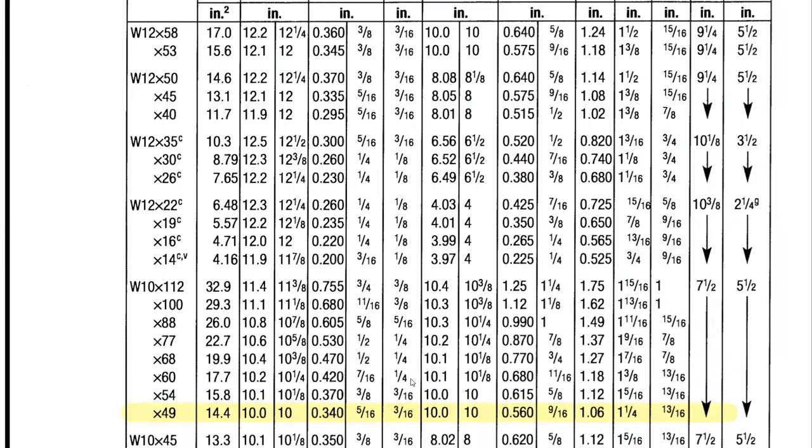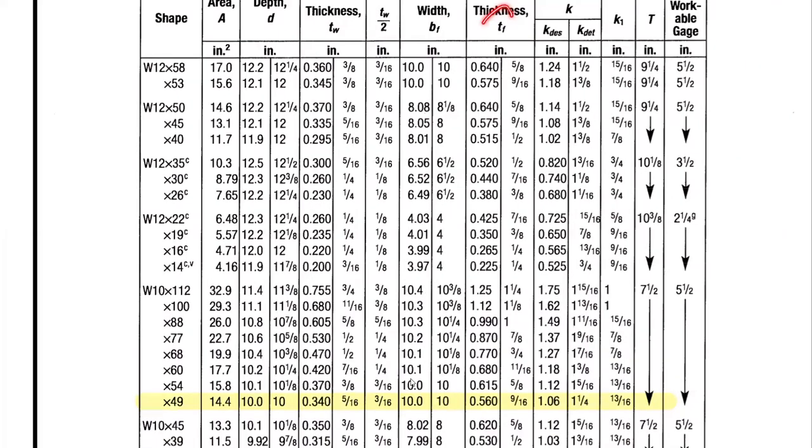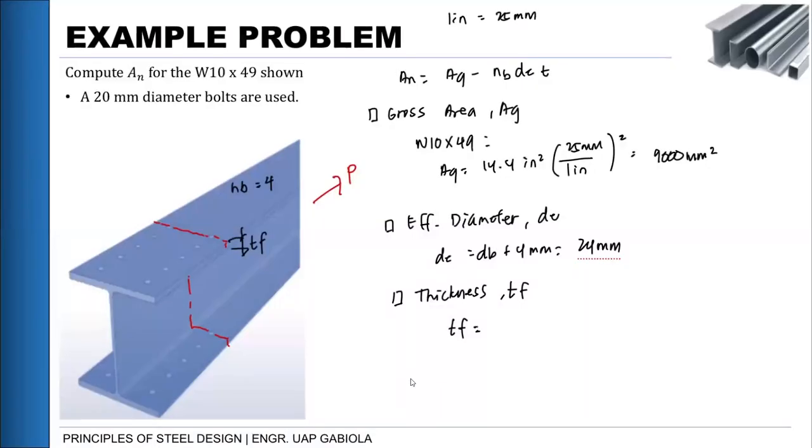So, ibig sabihin, thickness ng flange, so, ito, no? 0.56. Okay? So, 0.56 inch yung kanyang thickness. So, we have 0.56 inch times natin sa 25 mm per 1 inch. So, that is equal to 0.56 times 25. That is 14 mm. Okay?